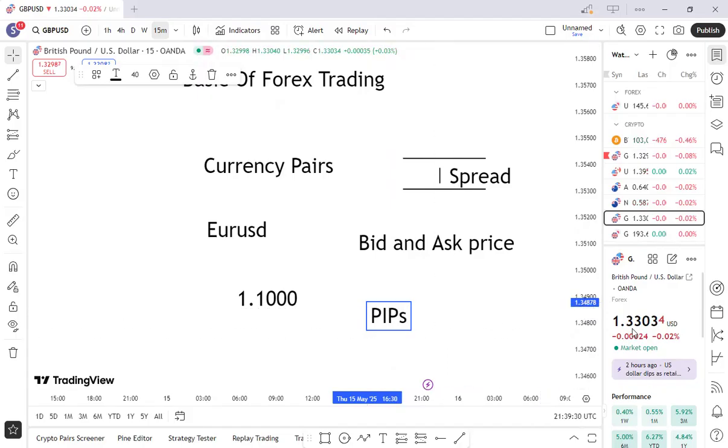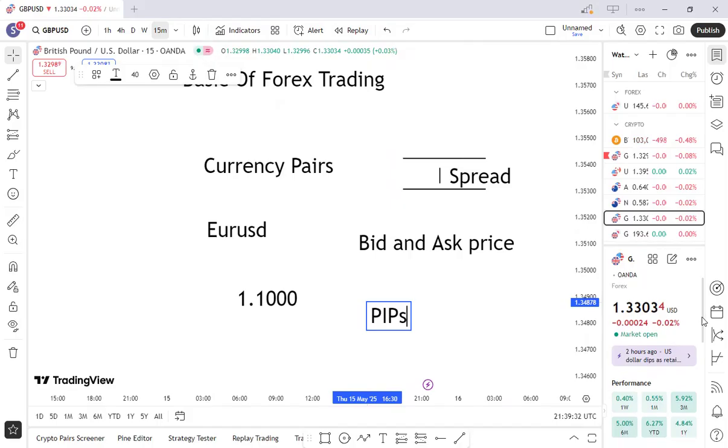You can see the pips here. The fourth decimal point here is the pip. Look at this, this is 1.3304. So the fourth decimal point is called a pip, while the fifth one on top of it, like a decimal point, is called a pipette. So a pip is the fourth decimal point.